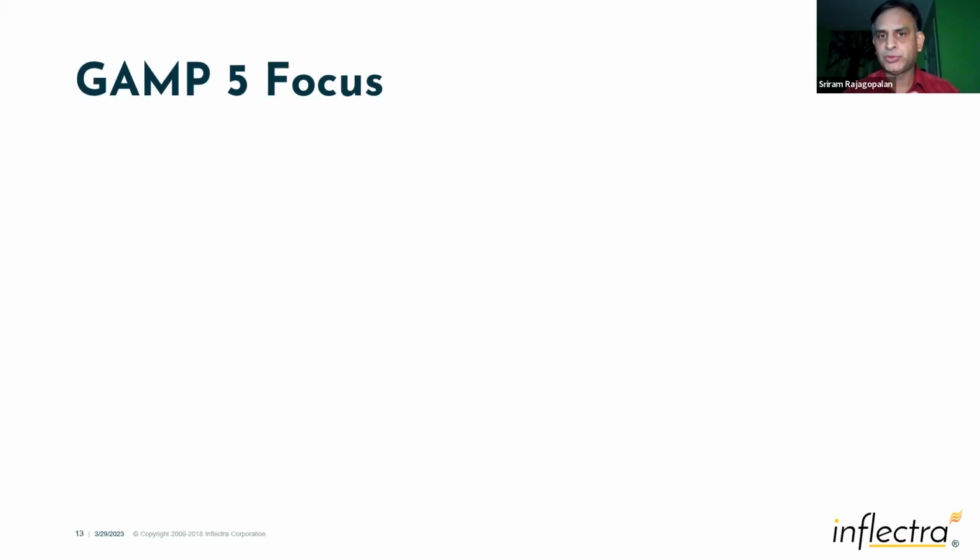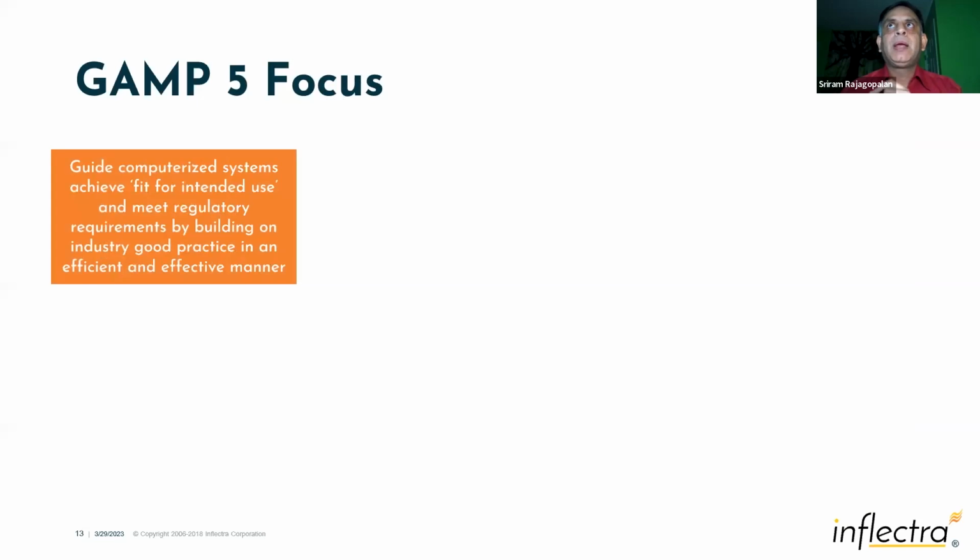GAMP 5's focus here, when you look at this, it says guide computerized systems to achieve fitness for use. So quality, in my humble opinion, is defined by two variables. One is conformance to requirements. The other one is fitness for use. And we can go and talk about how Deming came up with this and Juran came up with this and stuff like that. But fitness for use asks: is the software or the product that you are creating ultimately meeting the end user's requirement? That's fitness for use, to meet the regulatory requirements as such.